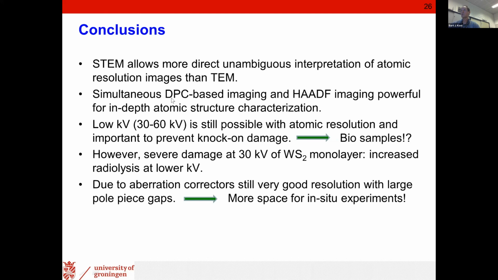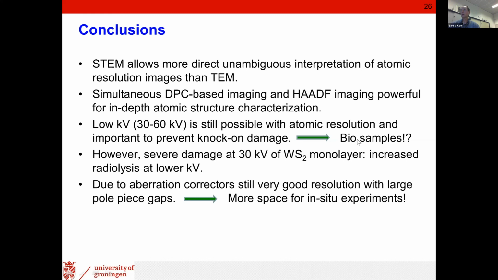And I hope that I showed you today that all this different imaging based on differential phase contrast can really help to get a much more in-depth understanding of the atomic scale structure of the material. Also, strong developments are there that if you can go to lower accelerating voltage, you still can image materials which otherwise at 200 and 300 kV would not survive because of the very heavy knock-on damage. And it's really very nice that with modern instruments, we have atomic resolution even down to 30 kV. This gives also options maybe for biosamples.